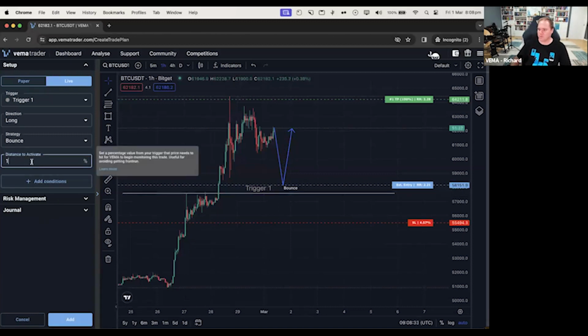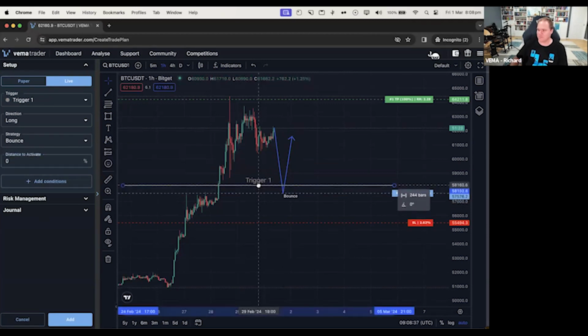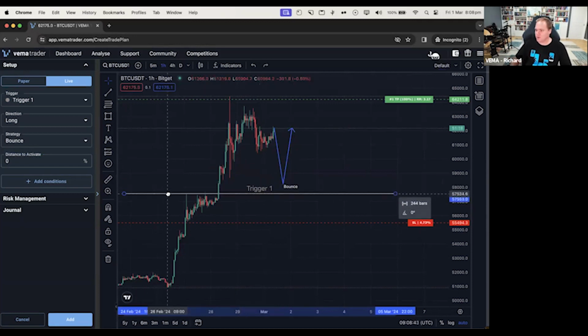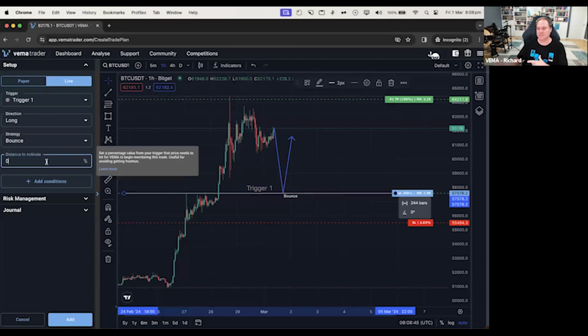Now, you could say, well, what I could do for that as well, Richard, is just not use a distance to activate and move the trigger higher. Why don't I just do that? And the reason is because you can have some more interesting things happen with other conditions brought in with the distance to activate. So I'm going to put that back to 1%.